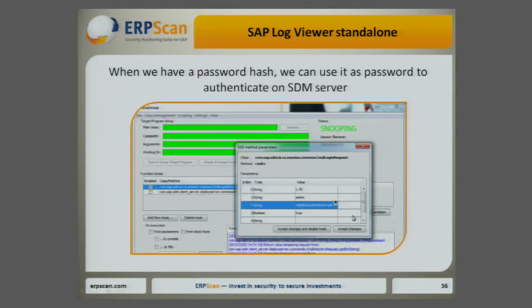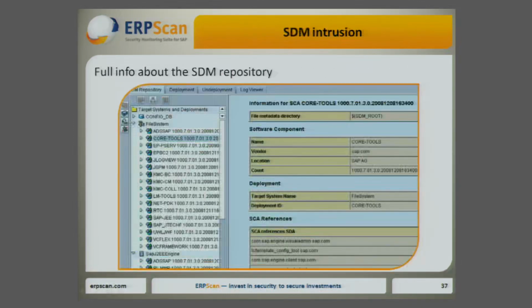Okay, now we have the password hash. We can use it for authentication on the SDM server. As I said before, we hooked the function call that calculates the hash, paste the hash from the config file, and profit. We successfully log in to SDM. A little bit later, I will show a demo.